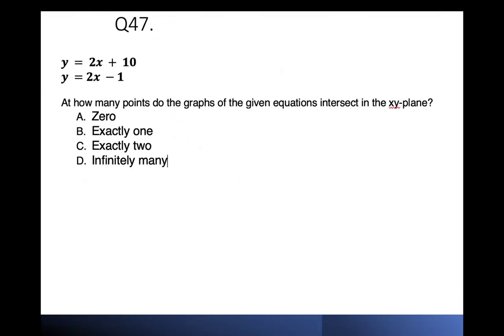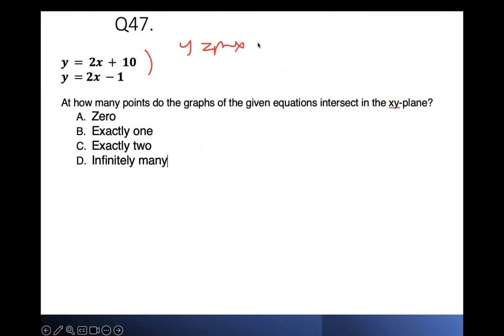Same linear equation. At how many points do the graphs of the given equations intersect in the xy-plane? This is a trap. If you overlook it and try to solve it, there's a concept you're missing. They give you two linear equations, and they've already arranged them for you. Some questions aren't arranged, but this one is in the normal y equals mx plus c form.